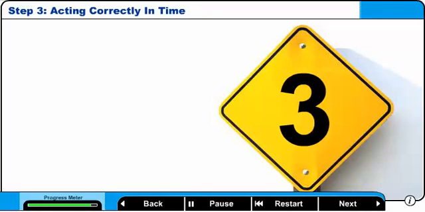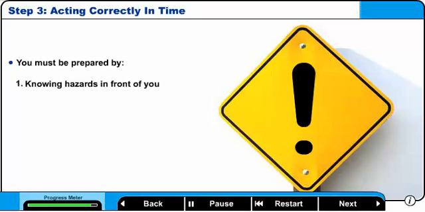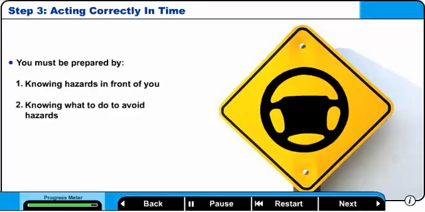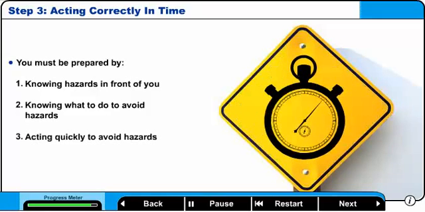This leads us to the third step in our collision prevention formula. You need to act correctly in time. You must be prepared by knowing the hazards in front of you, knowing what to do to avoid the hazards, and acting quickly to avoid those hazards. Adjust your behavior accordingly before the situation gets out of control. The longer you wait to act in an adverse situation, the more serious the consequences. Act quickly.